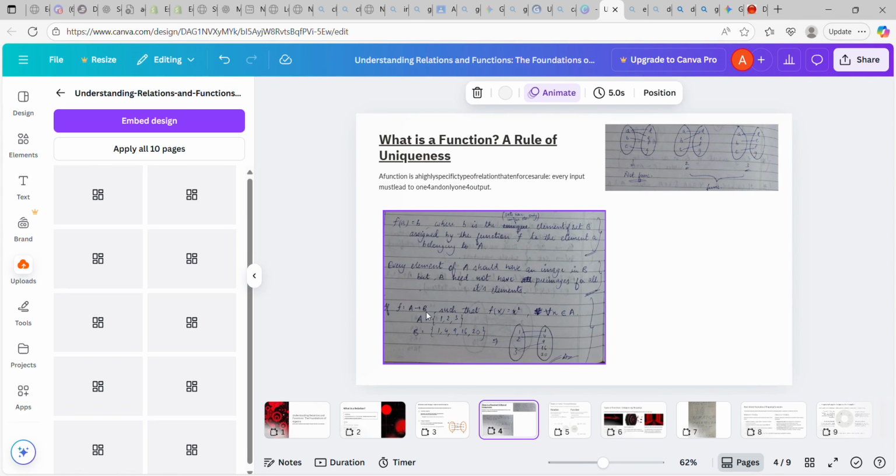If f: A → B such that f(x) = x², where A = {1, 2, 3} and B = {1, 4, 9, 16, 20}, all elements have their images in B. So this is known as a function.